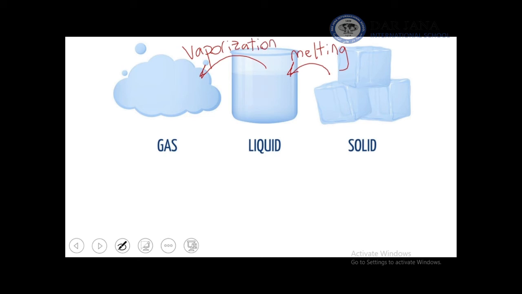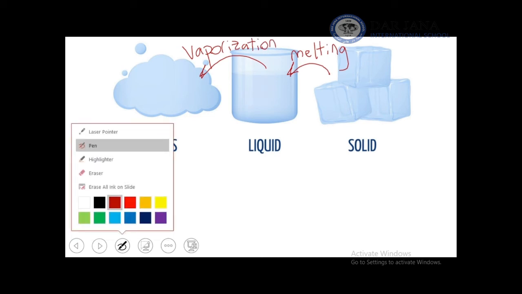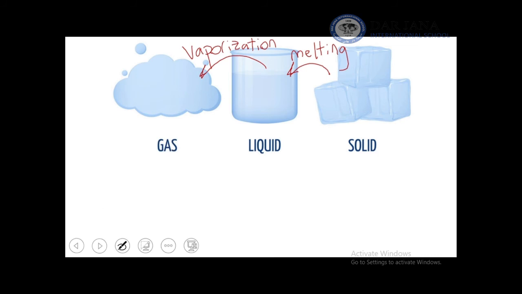It's so important to know that in this direction, from solid to liquid and from liquid to gas, we are heating up. On the other hand, if you have a gas and you cool it down, if it releases energy, if it's an exothermic process, it's called condensation. From liquid to solid, it's called freezing.